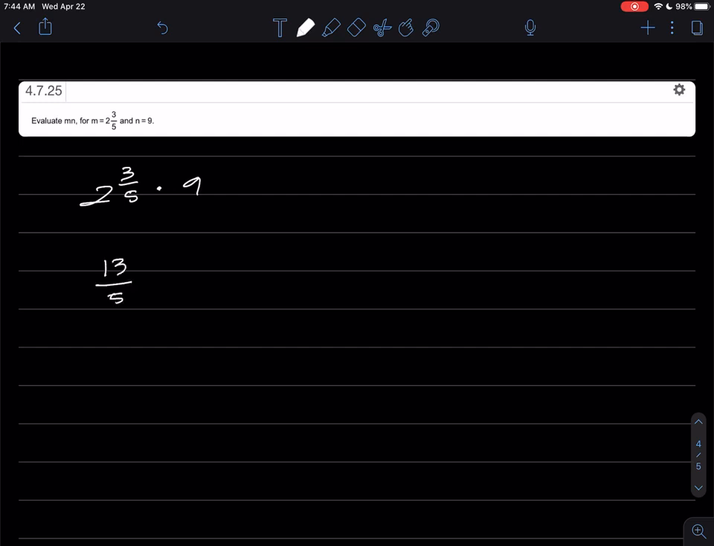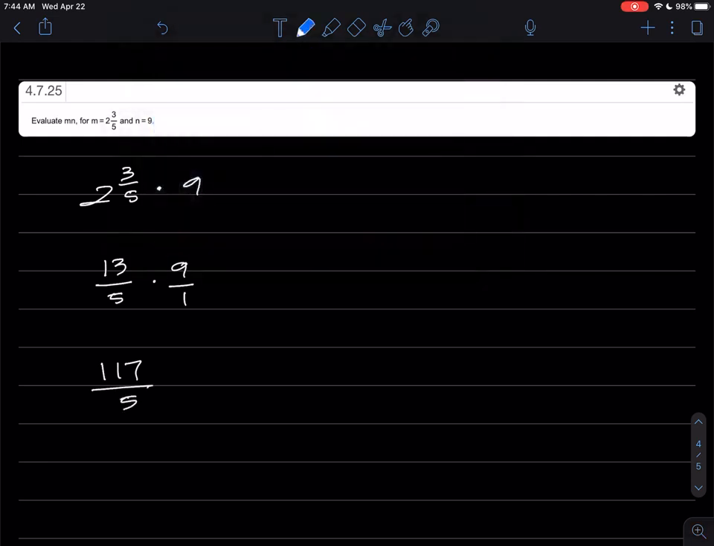So we have 13 over 5 times 9. And you can also think about that as 9 over 1. There are no factors top to bottom. 5 and 13 are prime. 9 is not prime, but it has no factors common to 5 and 13. So nothing can cross cancel here, so we're just going to multiply straight across. So 9 times 13 is 90 plus 27, which is 117 over 5.